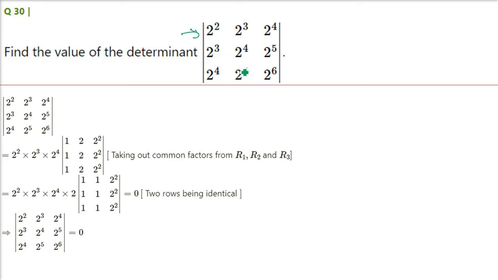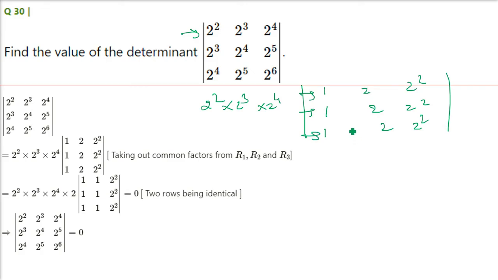So we are taking 2 square from the first row. It will be 1 here, 2 here and 2 square here. From the second row, you can take 2 cube common. It will be 1, here 2 square. Let us take 2 to the power 4 common from the third row. 1, 2, 2 square will be there. Now you see all the 3 rows are the same. When the 3 rows are the same, that means it is 0. Or you can say I can take 2 from the second column and 2 square from the third column. All will be 1, 1, 1. It will be 0.